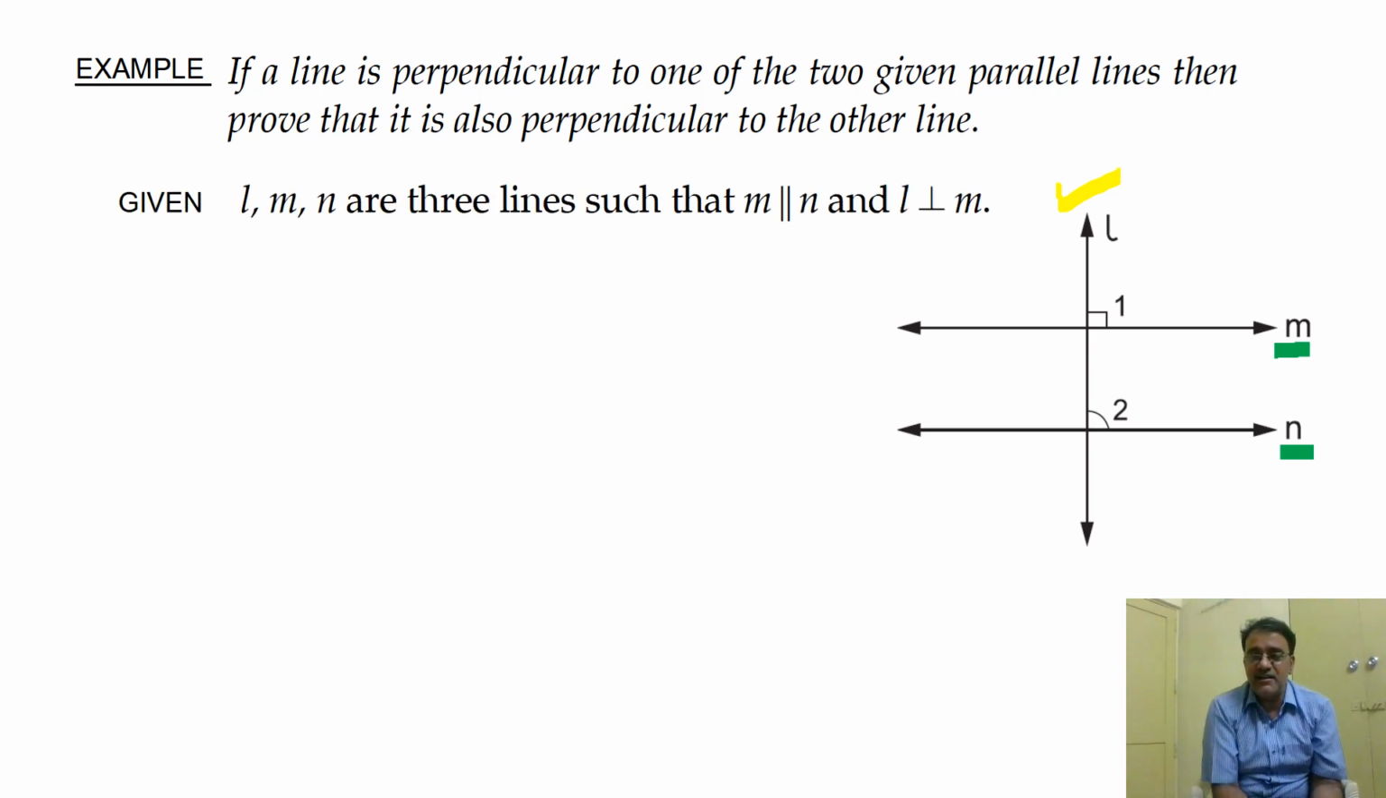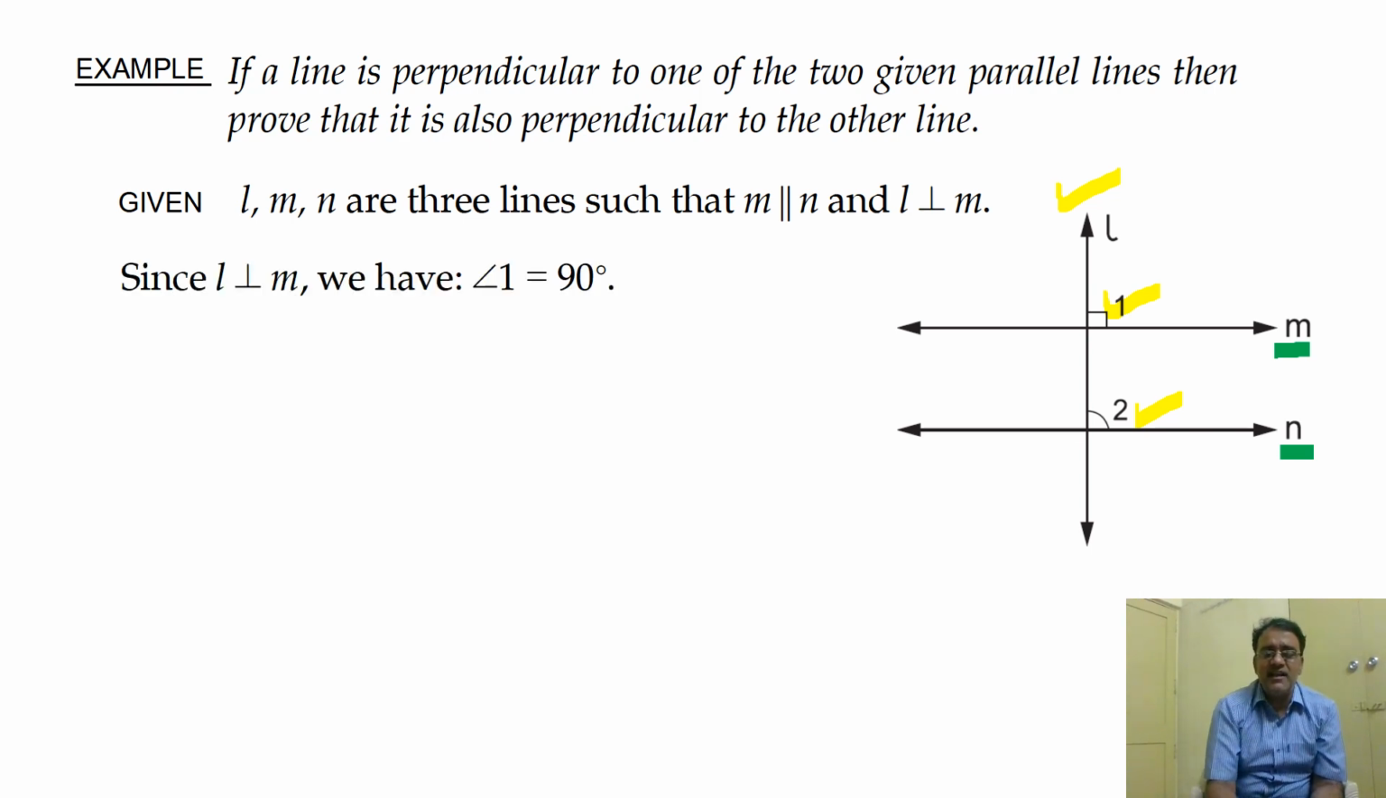So what is given that L, M, N are three lines such that M is parallel to N and L is perpendicular to M. So we have to show that L is perpendicular to N also. मतलब एंगल 1 जो है 90 डिग्री होगा और हम लोग को ये शो करना है कि एंगल 2 भी 90 डिग्री है. सो दिस इज वेरी सिंपल एग्जांपल. सिंस L is perpendicular to M, we have angle 1 is equals to 90 degree. Okay.